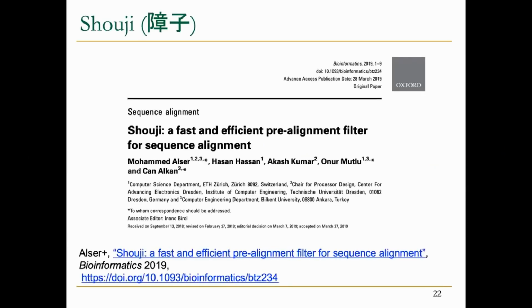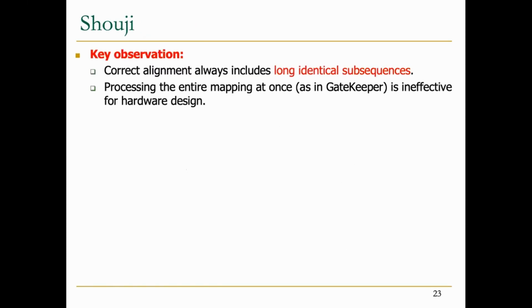That is Shouji. So in Shouji, we said, okay, still the correct answer includes long identical subsequences, and they are non-overlapping, right? But we also observe that processing the entire mapping at once, as in Gatekeeper, is ineffective for hardware design. So think about, this also includes Magnet, right? If you consider the entire mask as one sequence or one register, and you want to do any operation with it, it can be a really long register. So including bitwise operations over this register is always expensive.